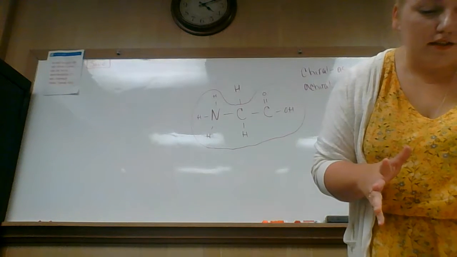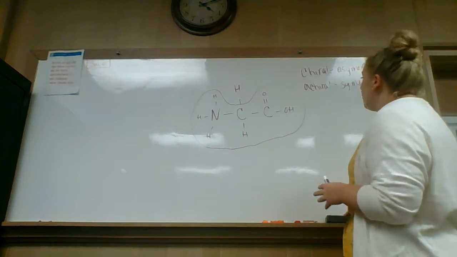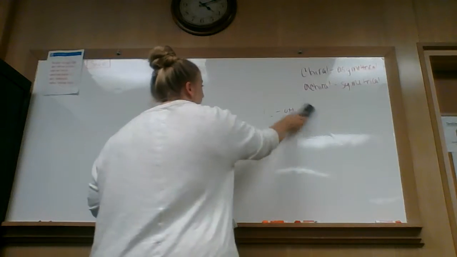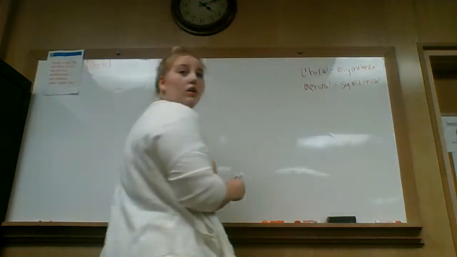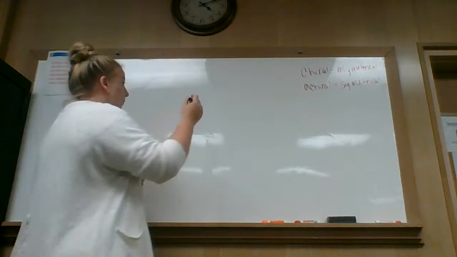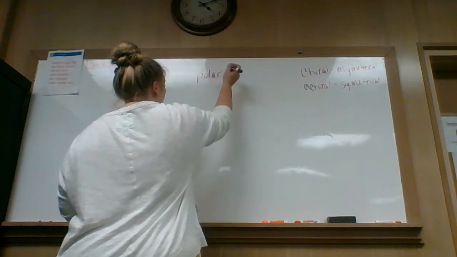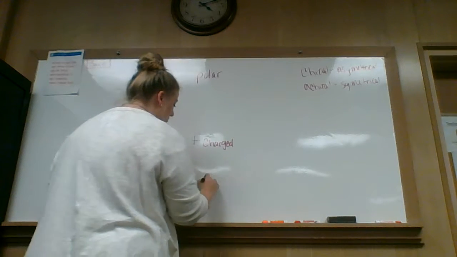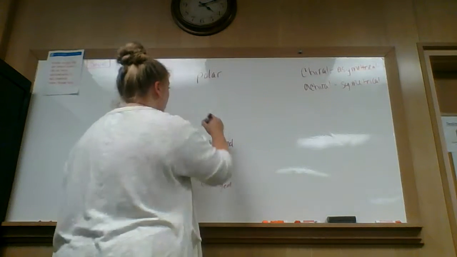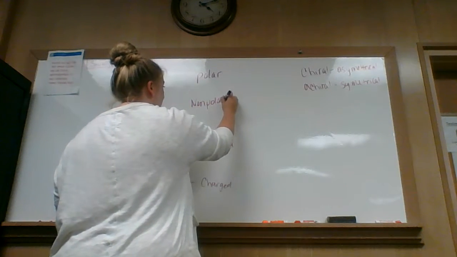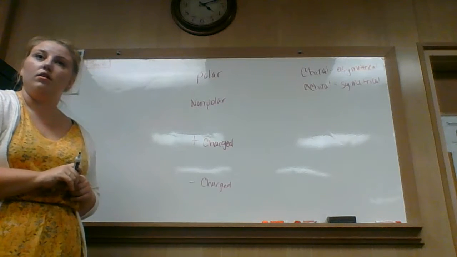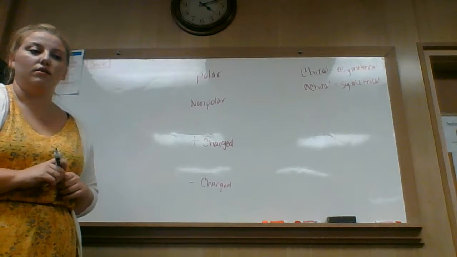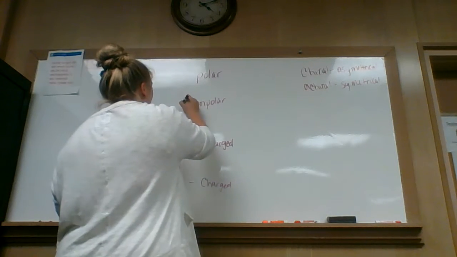Okay, this is a little bit more of the meat and potatoes. There are four different classes of amino acids. Who remembers them? Polar, positively charged, and negatively charged. What's the fourth one? Nonpolar. Out of these four, which one has the most? It's actually nonpolar.